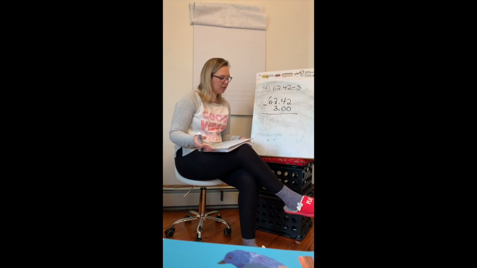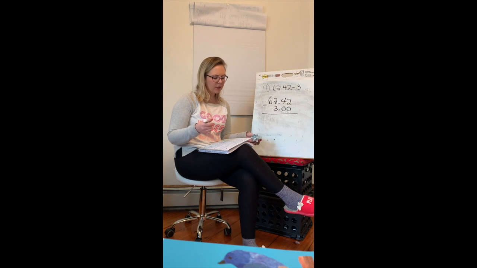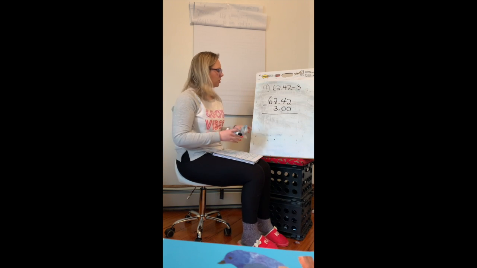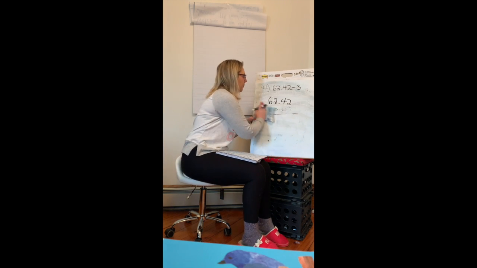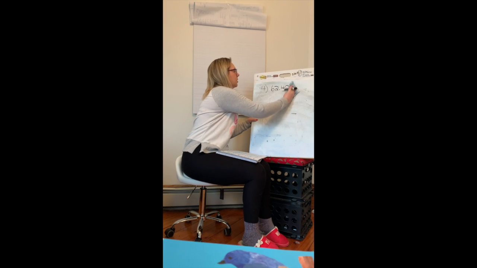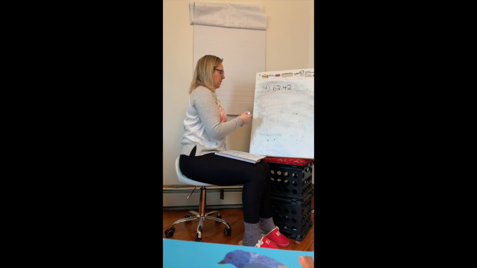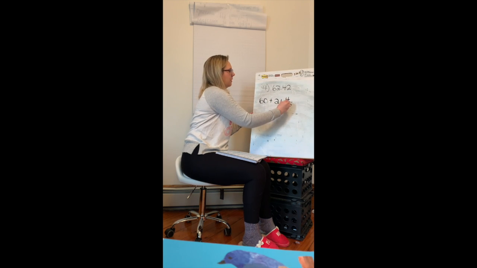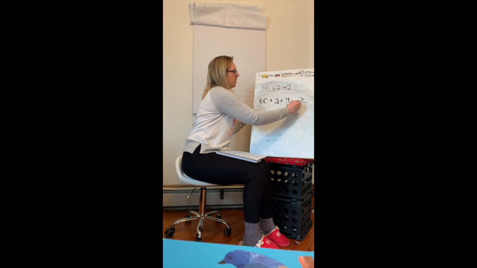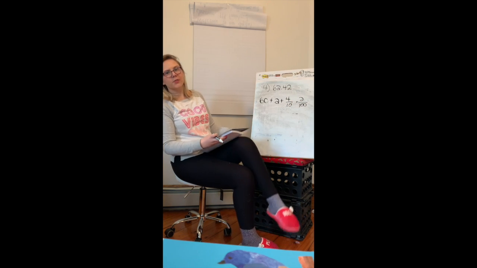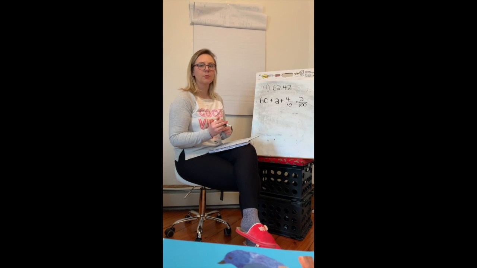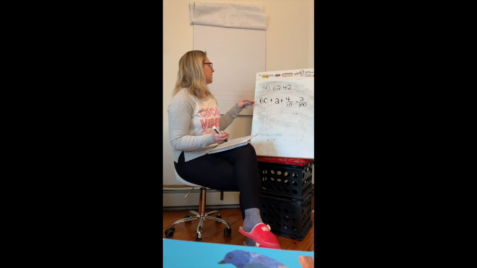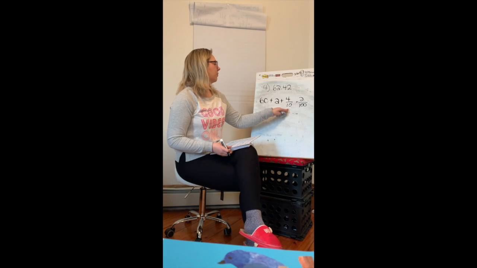Number 6 goes into expanded form. I'm not going to do the same problem because, again, you guys can use your brains, but I will show you an example of expanded form. If I wanted to do expanded form for the number 62 and 42 hundredths, I would do 60 plus 2 plus 4 tenths plus 2 hundredths. And that's expanded form using decimals. Pretty simple.